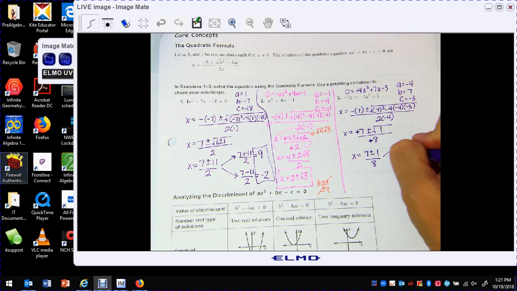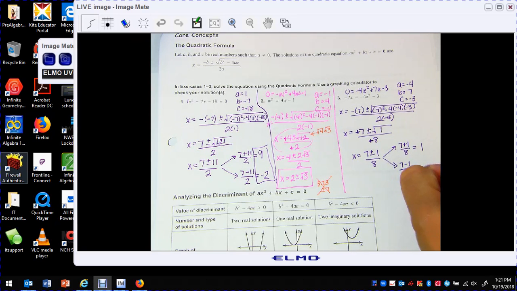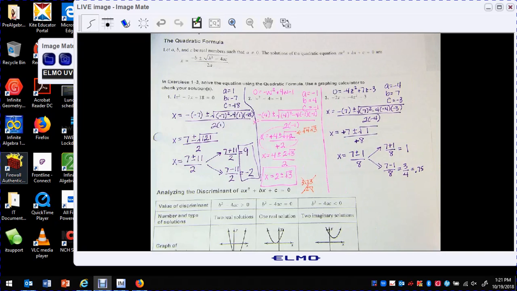And now I can go ahead and finish, not leaving an answer with the square root. I have 7 plus 1, and I divide by 8. That gives me 1. And then I have a 7 minus 1 divided by 8. And that's going to give me 3/4, which is the same thing as saying 0.75. So I don't care which way you give it. But these are my exact answers. You can graph it and see that it goes through those points. You may need to zoom in because they're very close to each other.